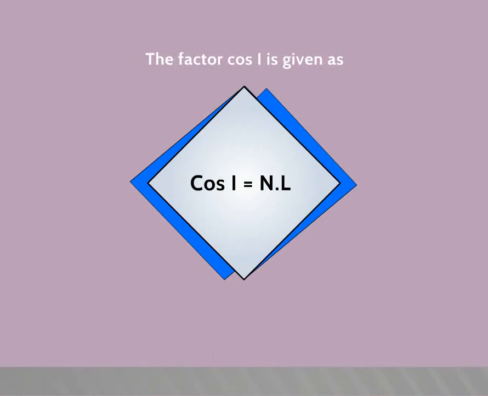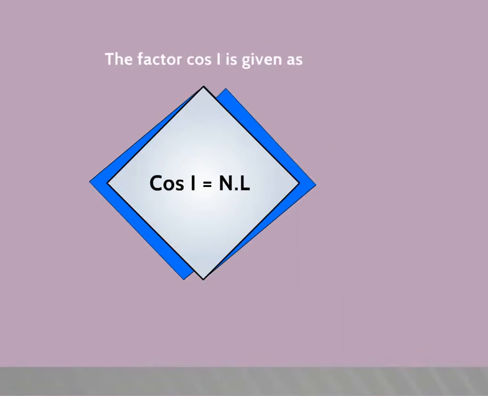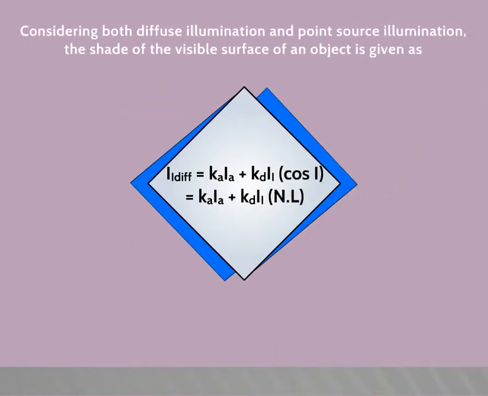The factor cos I is given as cos I is equal to N·L. Considering both diffuse illumination and point source illumination, the shade of the visible surface of an object is given as I diffuse is equal to Ka Ia plus Kd Il cos I, which is equal to Ka Ia plus Kd Il (N·L).